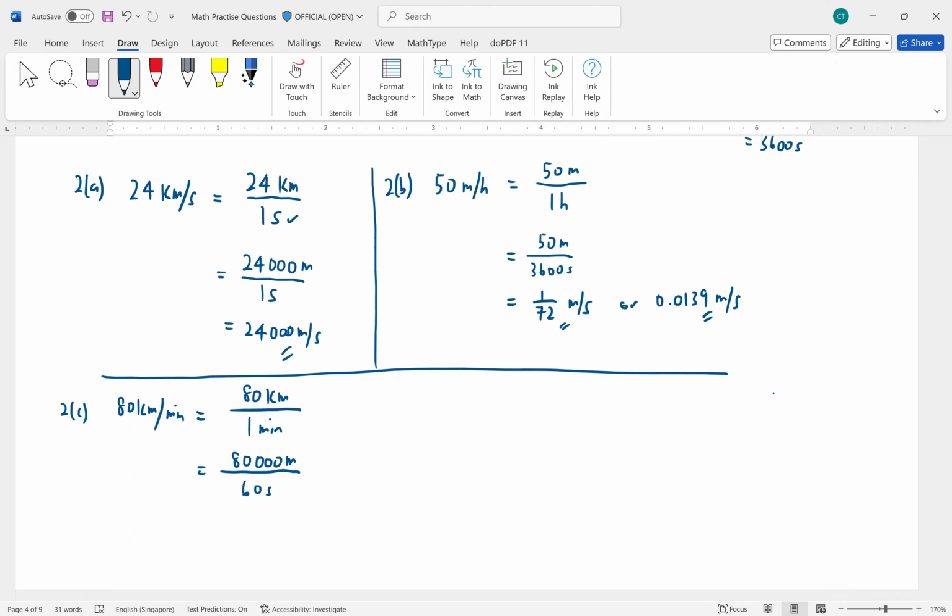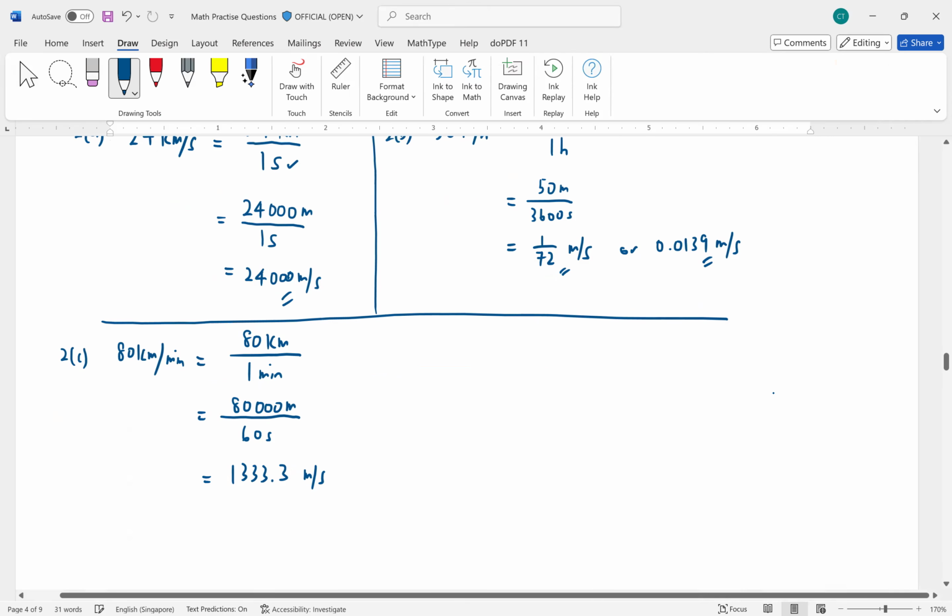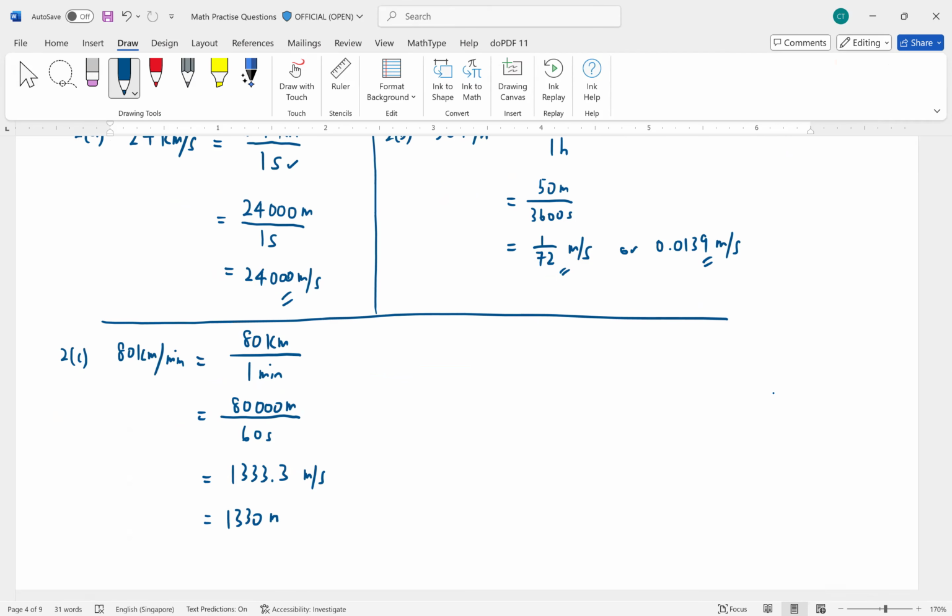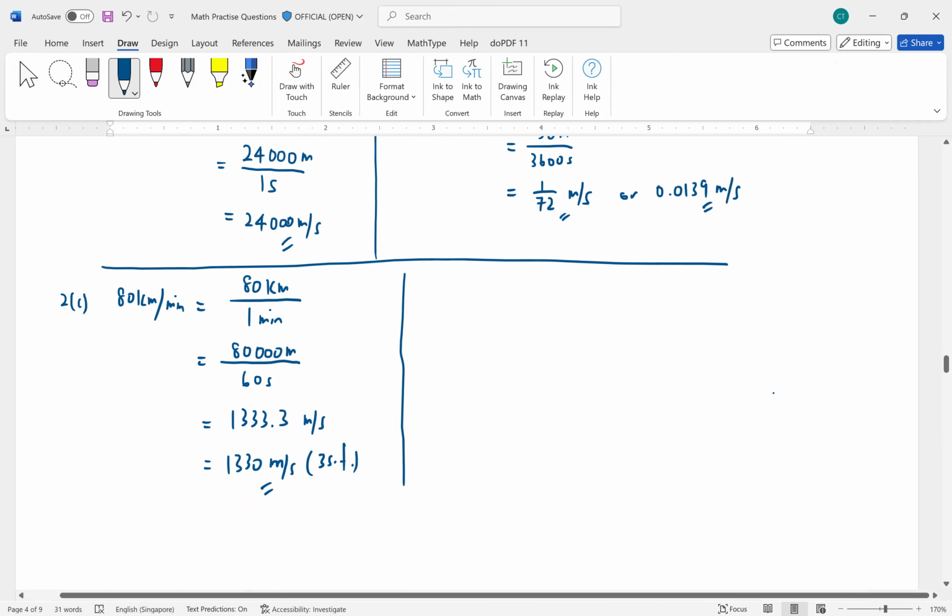Okay, so we will get 1333.3 meter per second. Okay, so if we round it, it will be 1,333. All right. Okay, so convert the top to meter, convert the bottom to second, then recalculate. All right. Okay, the last question is 126 kilometer per hour. Okay, this part here.